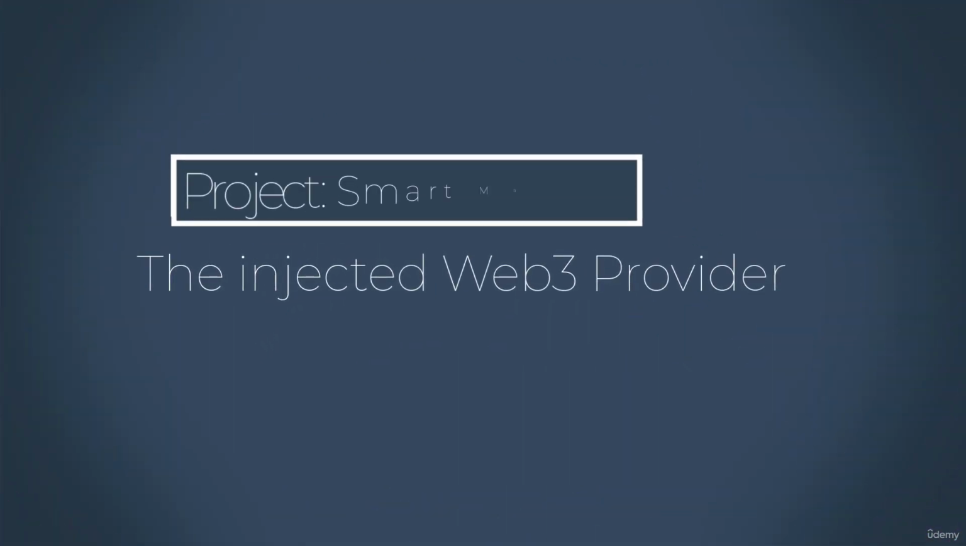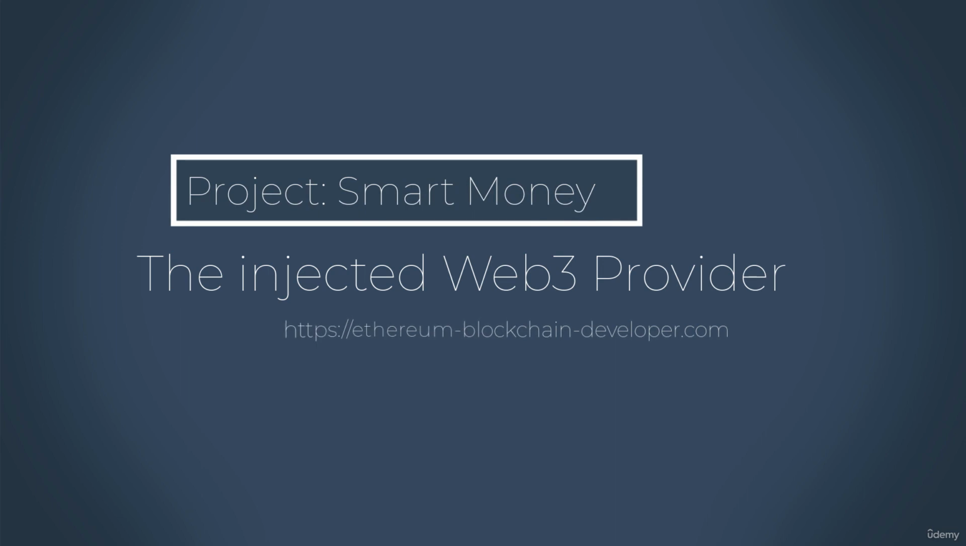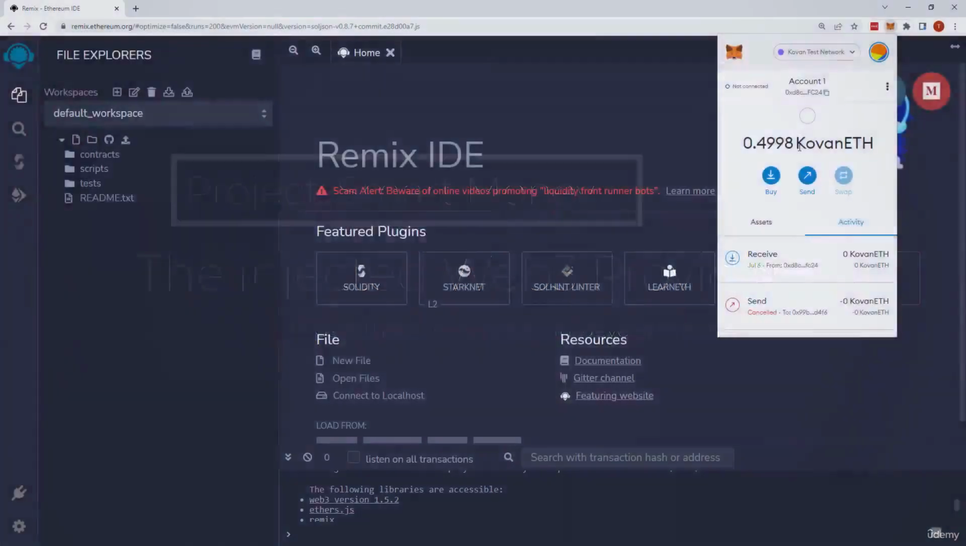Okay, now that you have some ETH in one of the test networks, and I'm just using Kovan over here, then we can go on and deploy a smart contract on a real blockchain. And we're going to do this with Remix and with the Injected Web3 provider. Now let me show you how this works.